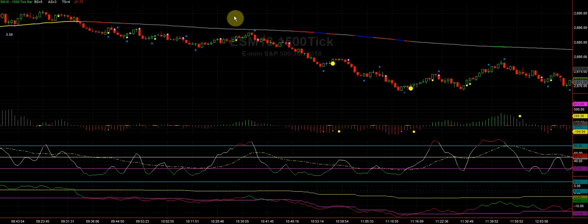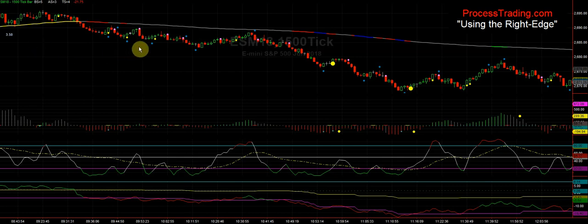Okay, this is Friday, April 20th, and let's look at the S&P Emini 500 with a 1500 tick bar chart and see where processtrading.com using the right edge trading system would have taken our trades today.